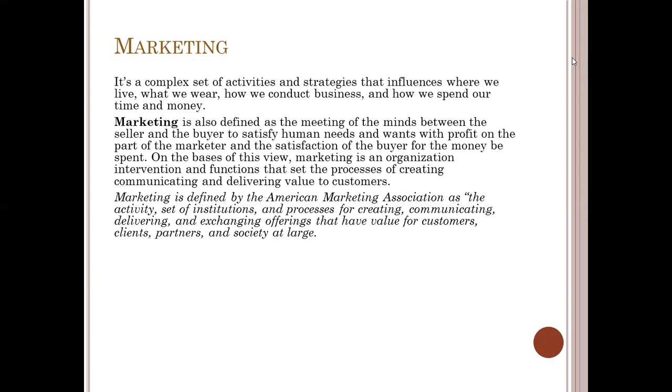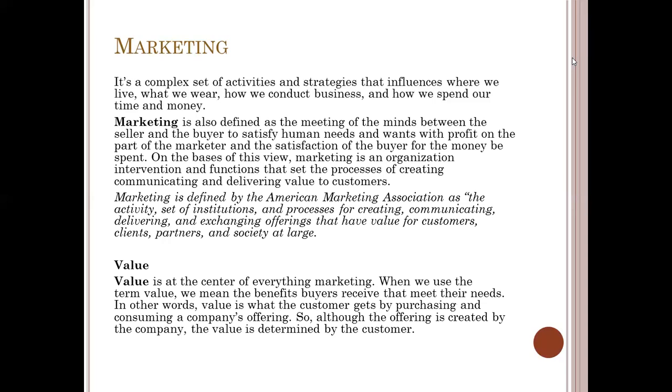As defined by the American Marketing Association, marketing is the activity, set of institutions, and processes for creating, communicating, delivering, and exchanging offerings that have value for customers, clients, partners, and society at large. So now that we have mentioned value for customers, clients, partners, and society at large, what is value?